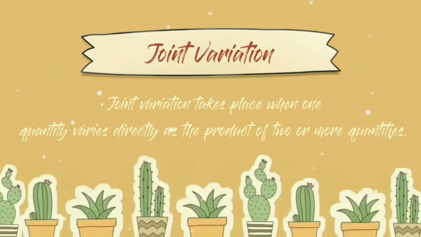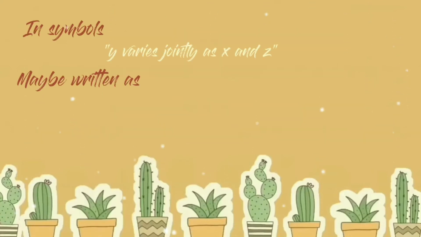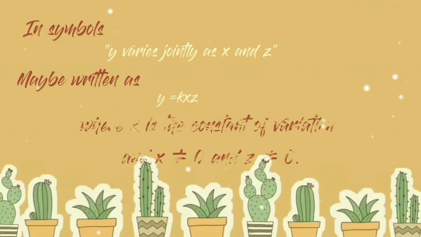Joint variation. Joint variation takes place when one quantity varies directly as the product of two or more quantities. In symbols, y varies jointly as x and z may be written as y equals kxz, where k is the constant of variation and x and z are non-equal to 0.